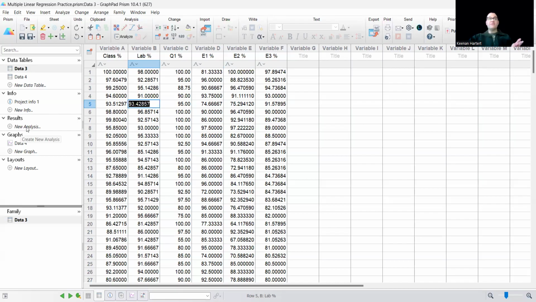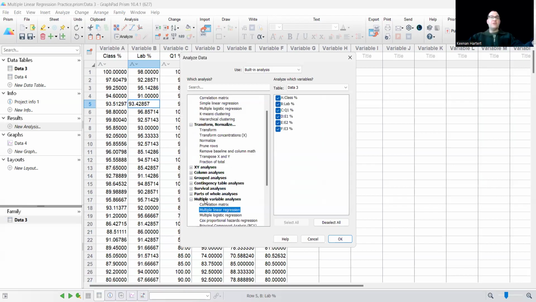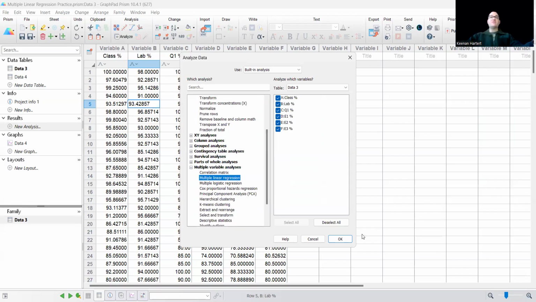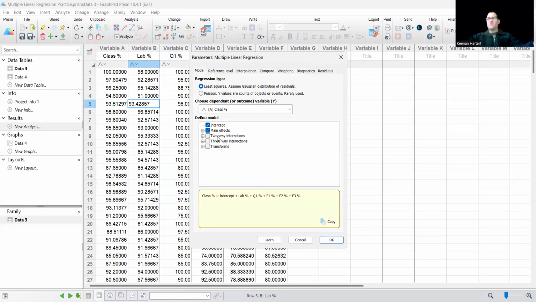After I load this in, I would begin the new analysis right here. I'd choose multiple variable analyses, multiple linear regression. So let's take a look at this. You could do two-way interactions where you would measure combinations of each independent variable, but in this case, let's just state a main effect. This can definitely help in some cases, but we'll just keep it normal here.